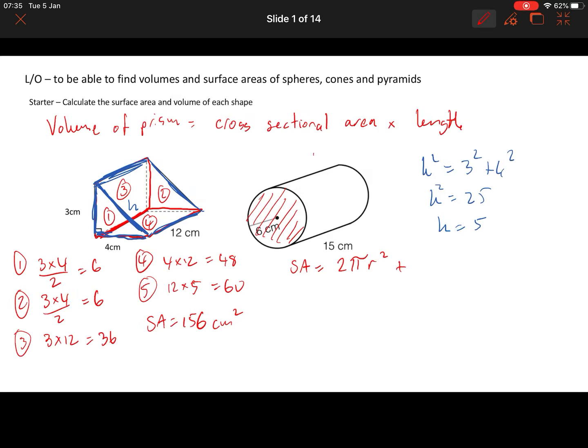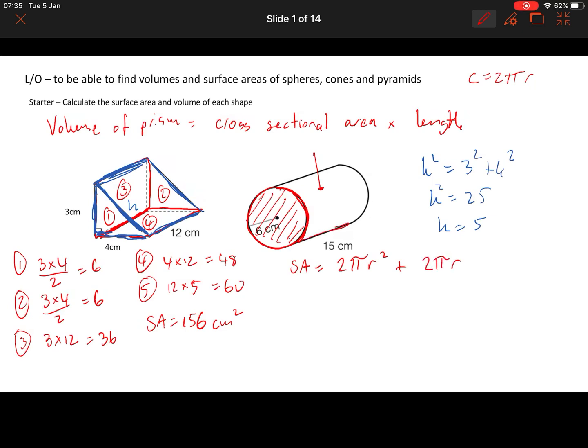What I've also got is a rectangle that wraps around the circle. So that means it's going to have a base that is exactly the same length as the circumference of the circle, because it's got to wrap exactly around the circle. So circumference of a circle is equal to 2 pi r.